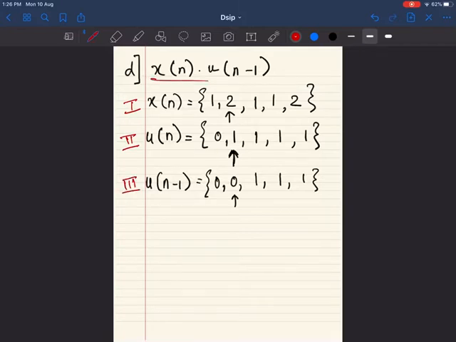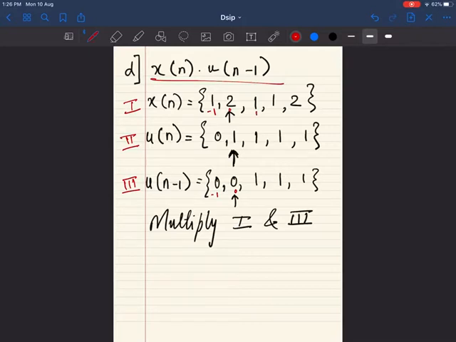Now as per my question, my solution would be to multiply 1 and 3. When you are multiplying, you have to make sure that you are considering the position of the signals. So you are multiplying whatever the value at the origin, or the value at -1, or the value at 1 in both the signals. You have to check the positioning of the signal before you multiply. Okay, so I'll start multiplying.